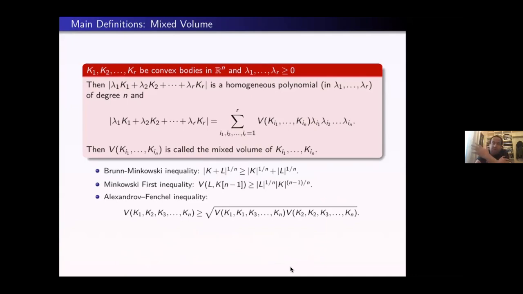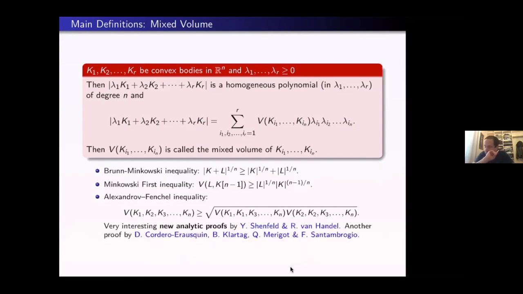Inequalities for mixed volumes are a very, very interesting area. Probably the mightiest among them, the coolest, is the so-called Alexandrov-Fenchel inequality, which has a lot of applications and can be seen as sitting above all those inequalities. It's a very cool, very strong inequality. It used to have a not so easy proof, but now there are some other proofs. I don't know if I should call them easy or not, but they're very analytic.